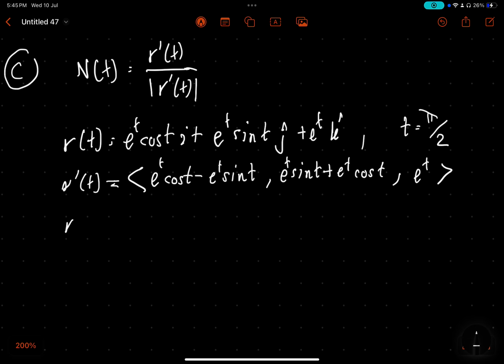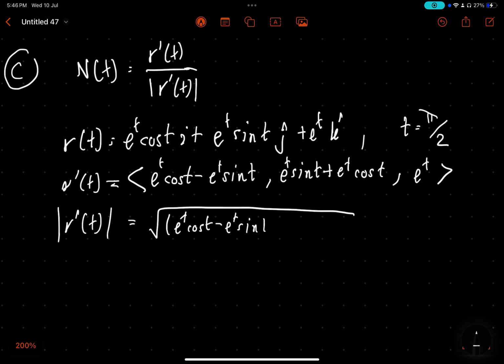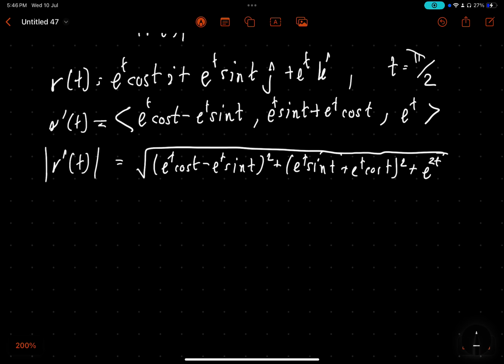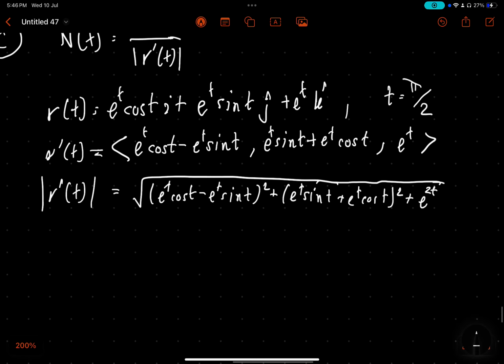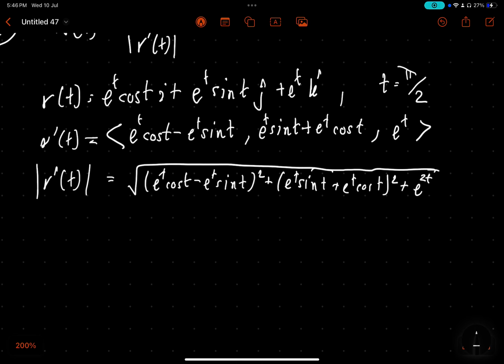So we have the absolute value of r prime of t, the square root of e to the t cosine of t minus e to the t sine of t, all squared, plus e to the t sine of t plus e to the t cosine of t, all squared, plus e to the t squared, which is e to the 2t. Now this can also be simplified, so we can expand this, so we get e to the t cosine squared t, and we're going to get some simplifications. Okay, let's expand.